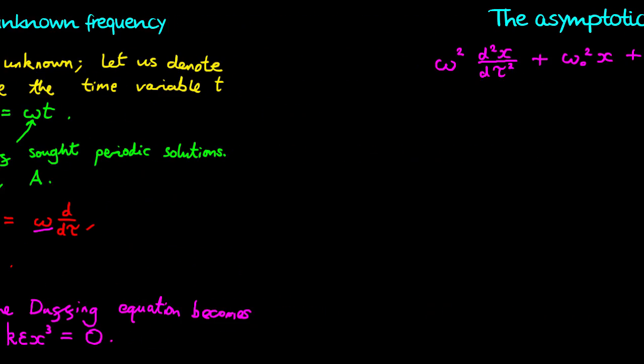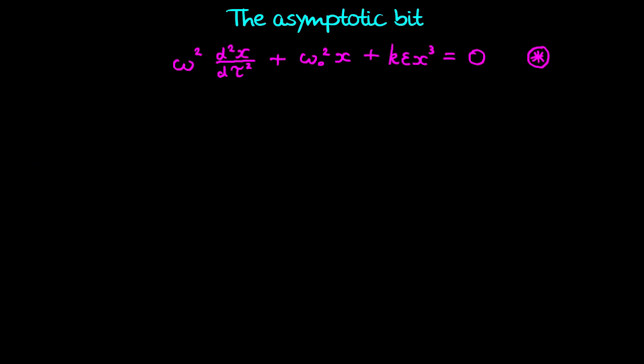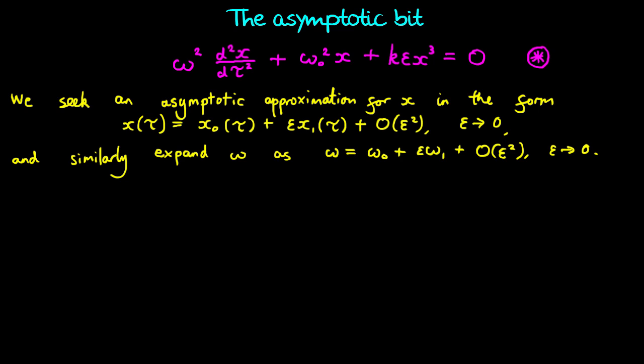Okay, so here comes the asymptotic bit, really. So here's the equation that we had just a moment ago. Now we're going to do some asymptotics on this. So we're going to look for an asymptotic approximation for this function x. x is now a function of tau. And we're going to look for it in the kind of normal expanded form. So x is going to be x naught plus epsilon times x1 plus, okay, epsilon squared times x2, but we're just going to throw that away into a big O.